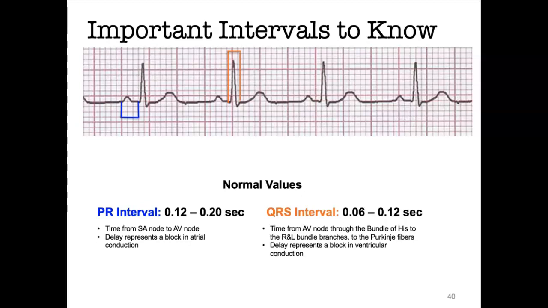The QRS interval is the time from the AV node through the bundle of His to the right and left bundle branches to the Purkinje system. Any delay represents a block in ventricular conduction.